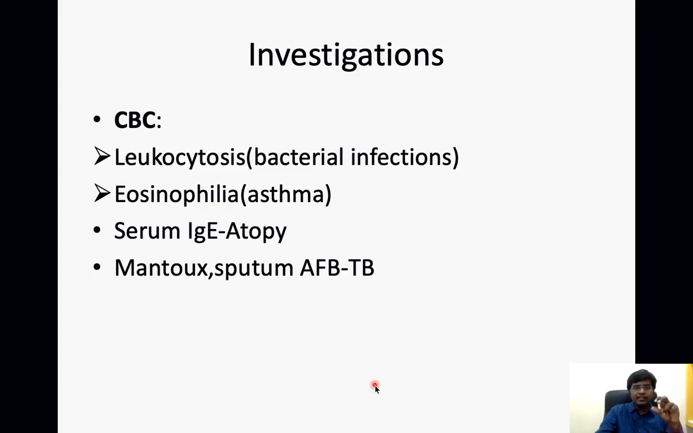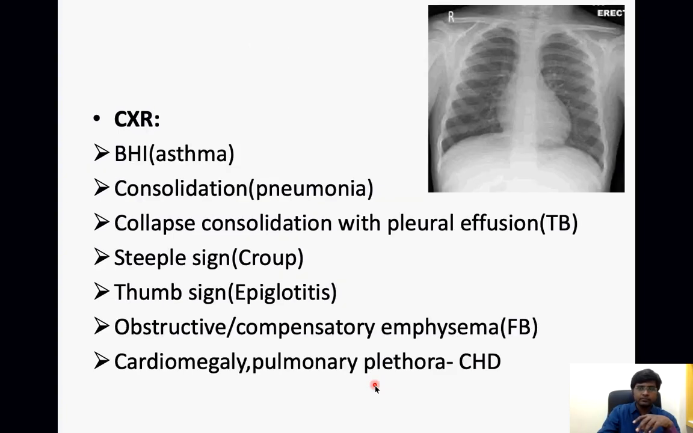And whenever the absolute eosinophil count goes beyond 400, or your eosinophil percentage crosses beyond 6%, then you think of your atopic problem or your asthma. And again, your IgE levels will be increased in your asthmatic children and atopic children, because that is the one which is going to be released during your inflammatory problem caused by allergy. And you do a Mantoux test for ruling out tuberculosis, or sputum for acid fast bacilli to rule out tuberculosis.